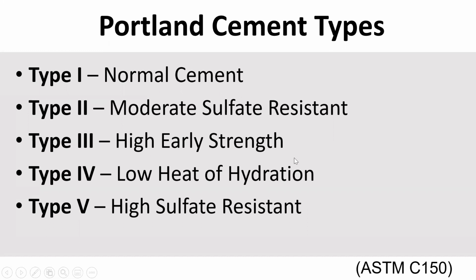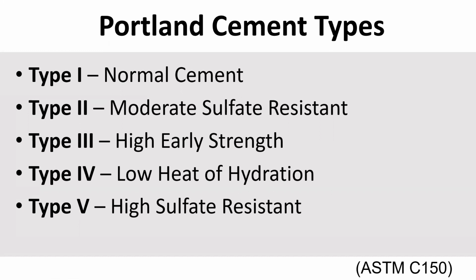Type 3 cement is high early age strength. It's usually a type 1 or a type 2 cement, and they just grind it even finer. So they have more surface area, it reacts faster, and you can get those higher early strengths up front. But the negative is you're not going to get as high strengths further on down the road.